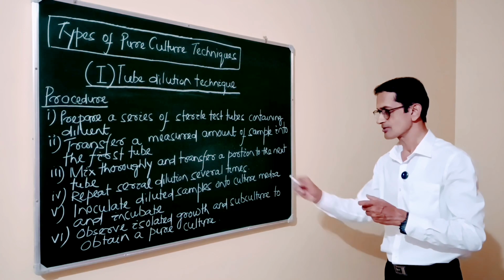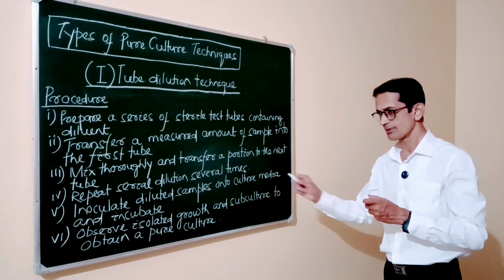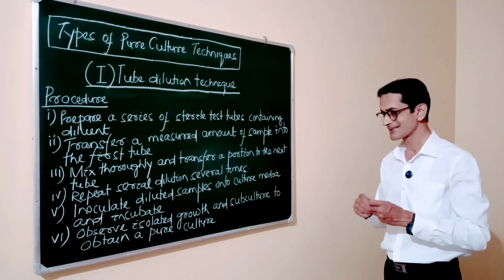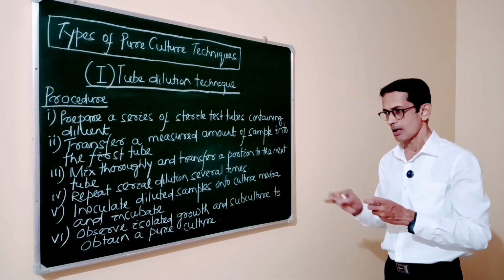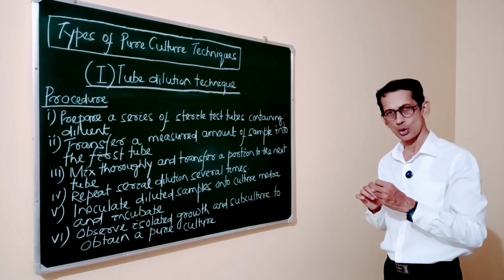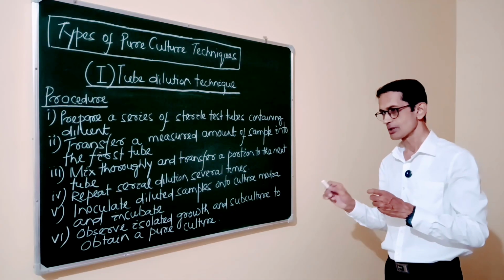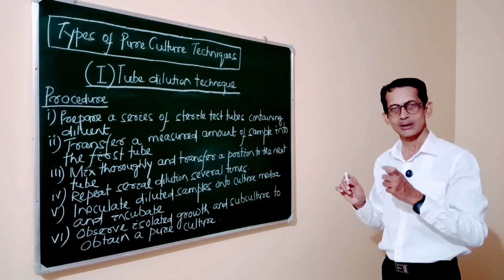Repeat serial dilution several times. Inoculate diluted samples onto culture media and incubate. Observe isolated growth and subculture to obtain a pure culture.